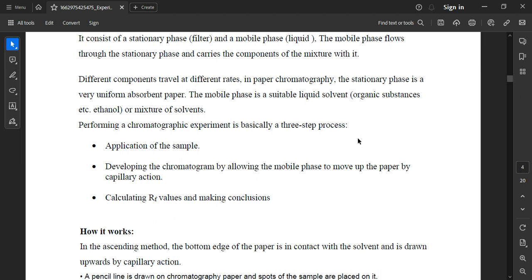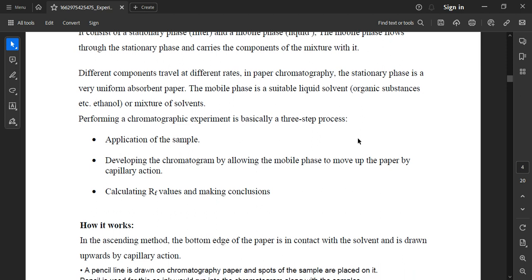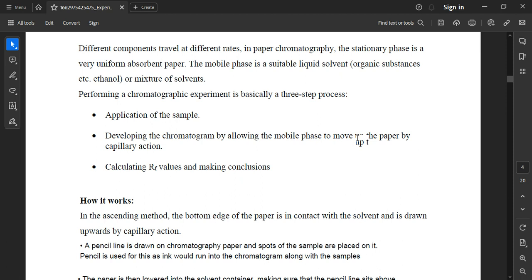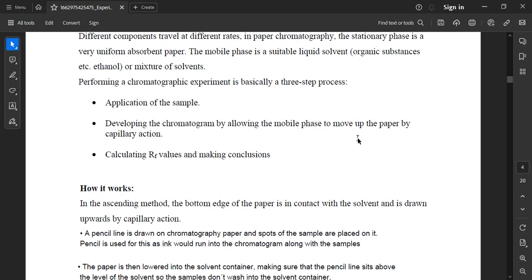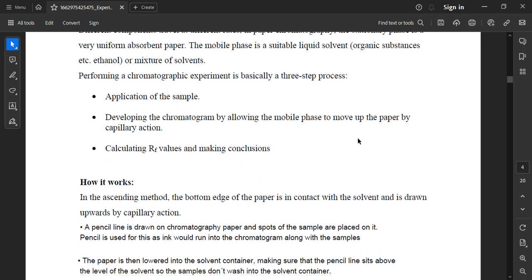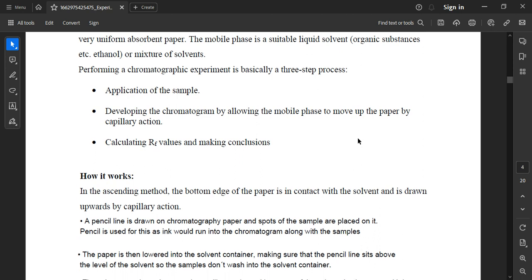The mobile phase is a suitable liquid solvent or mixture of solvents. Performing a chromatographic experiment is basically a three-step process: application of the sample, developing the chromatogram by allowing the mobile phase to move up the paper by capillary action, calculating RF values, and making conclusions. So how does this work?